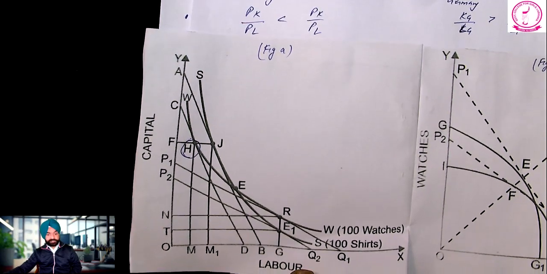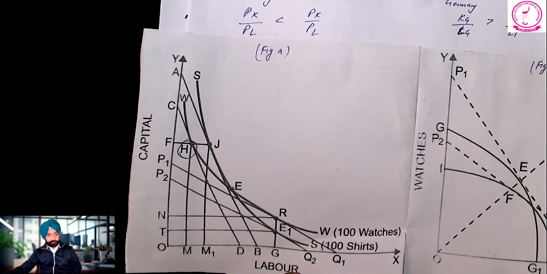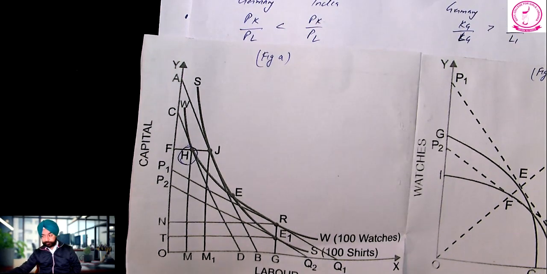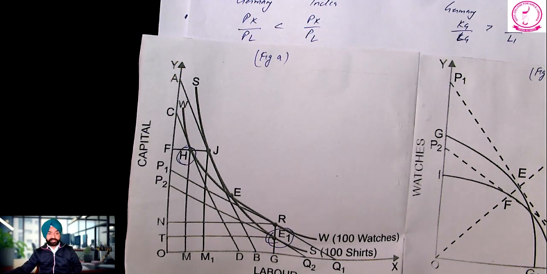But if they produce shirts at E1 point, lesser capital has been employed, not ON, but rather OT capital will be employed and the same labor, OG labor, will be employed. So India will be producing at E1 and Germany will be producing at point H. So you should remember this: Germany will produce 100 watches and India will produce 100 shirts, and they will be more happy, as well as they will be producing at economic rate.